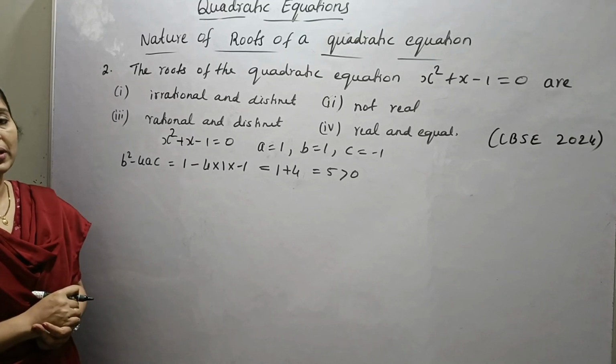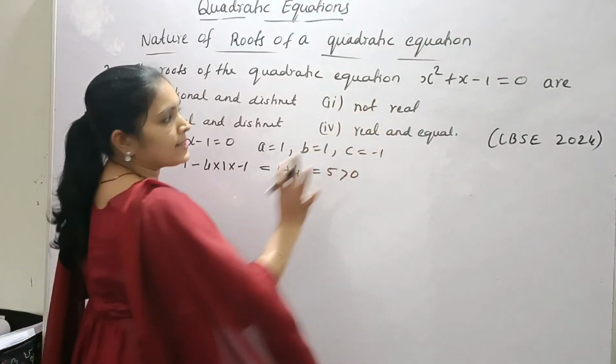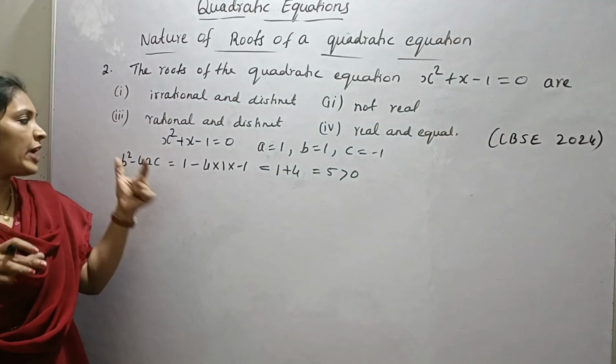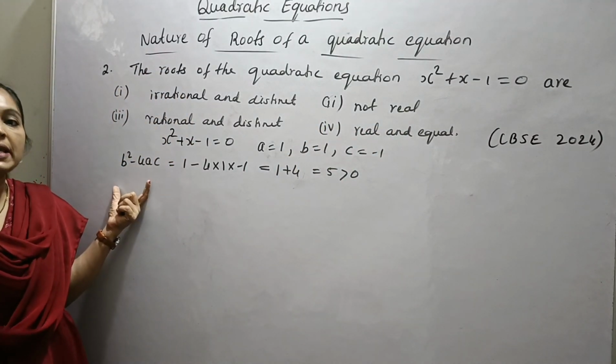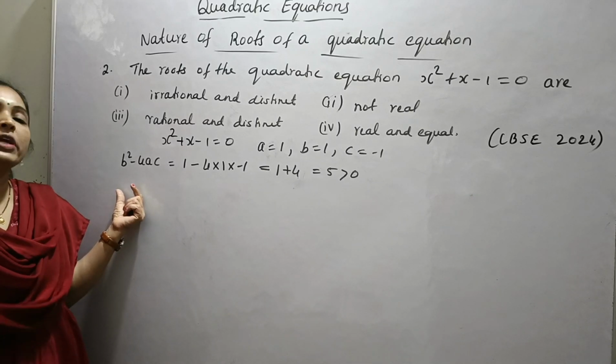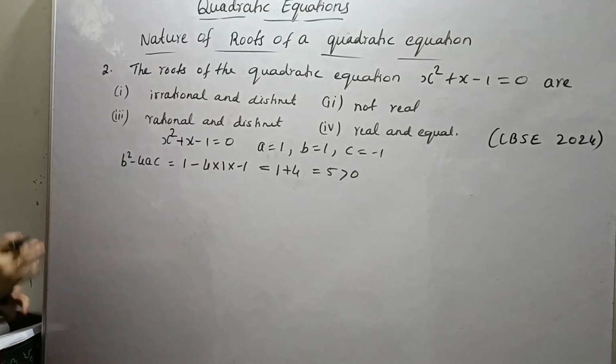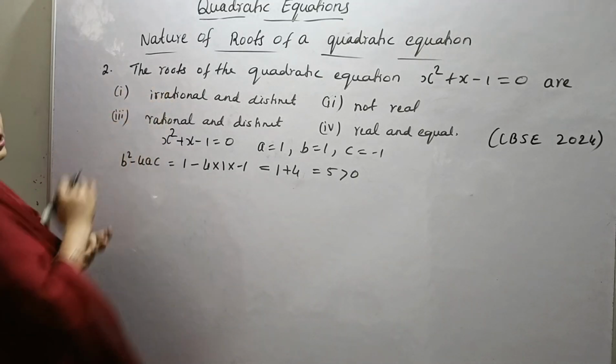That we have to find, because it is not the answer, right? It is not the answer because we have got b square minus 4ac greater than 0. Therefore it has real and distinct roots. Okay. Now let's find whether they are rational or irrational.